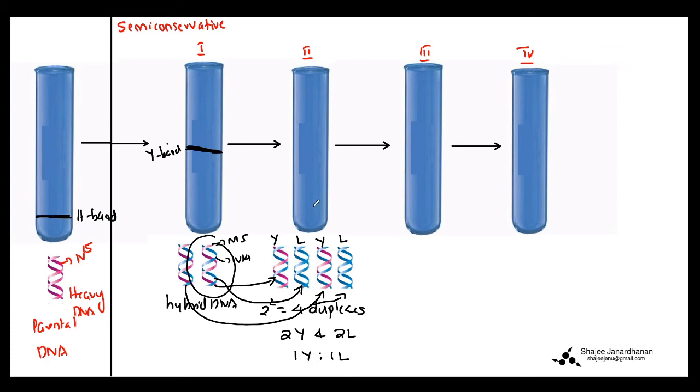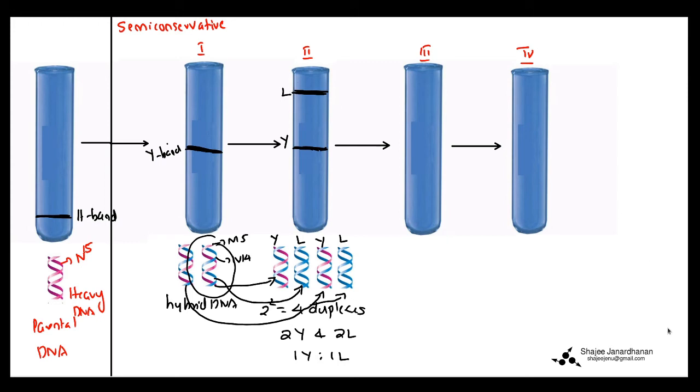So when you move on to the second generation, you are going to find a light band. A new band will appear in the second generation, and similarly you are going to find a hybrid band with the same thickness as the first generation, because in the first generation you had two hybrid, and in the second generation also you have two hybrid. So you will have a hybrid band as well as a light band, both with the same thickness.